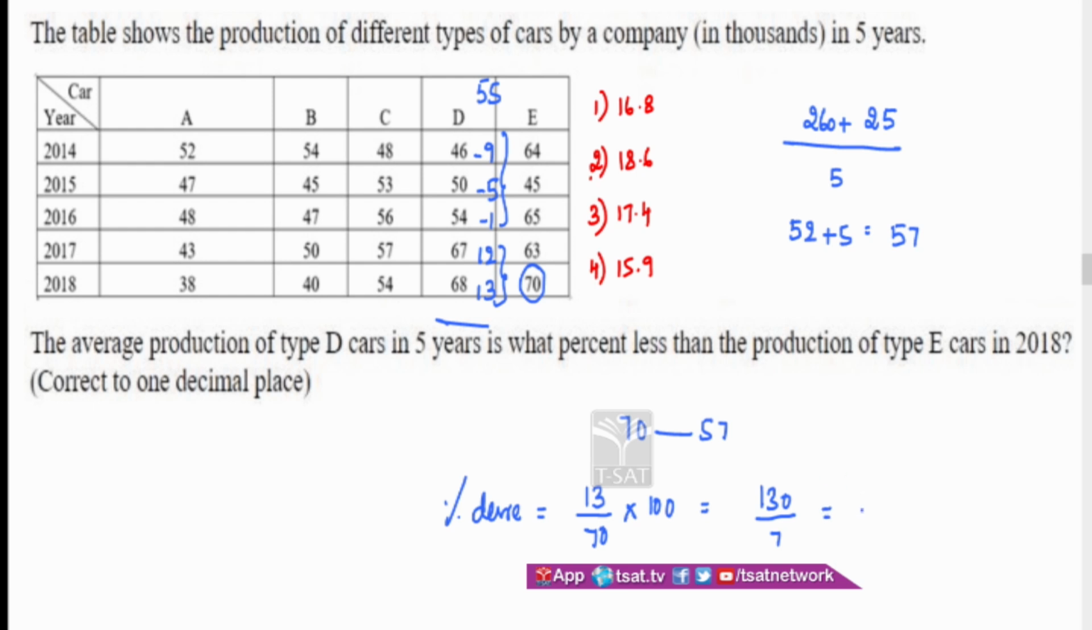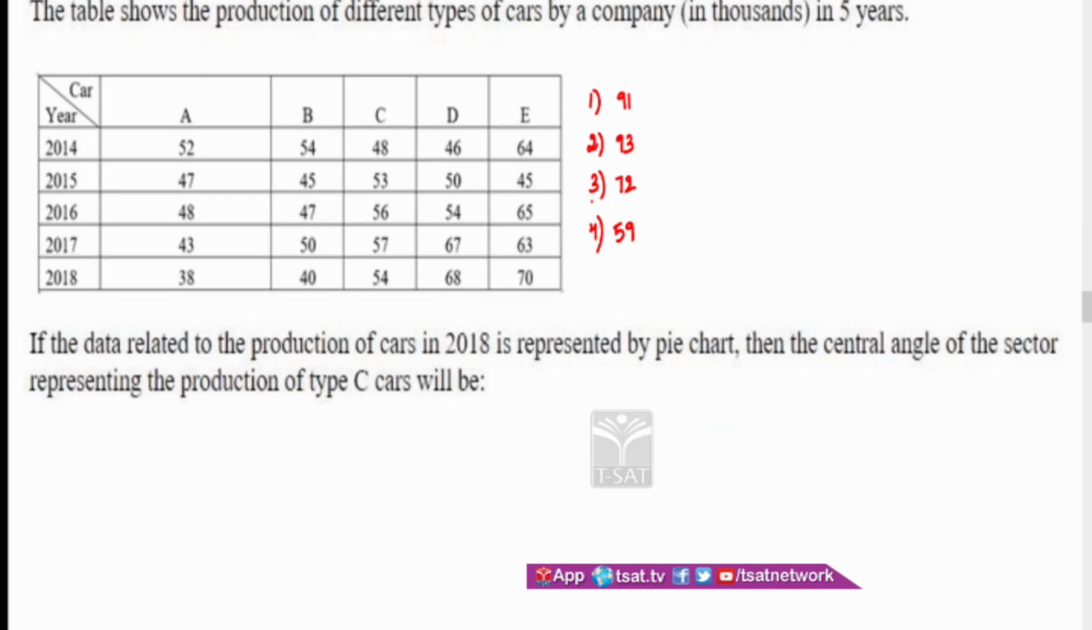We can say 7 ones are 7, then 7 eights are 56. Remaining is 4, therefore 4 by 7, which is approximately 0.6. The number which is very close to 18 is 18.6. So the answer here is 18.6. Look at the next one.